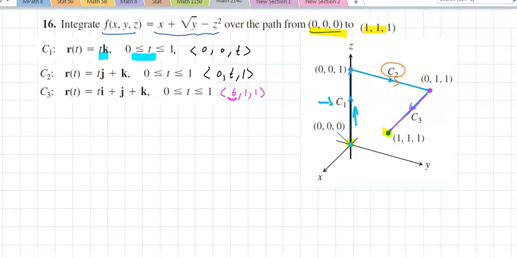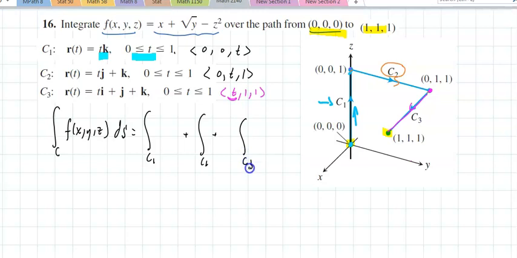So if I want to really figure out the line integral along C1, C2 and C3, that's really what this integral equals. If I look at the integral all along C of f of x, y, z ds, that's going to be the integral along C1 plus the integral along C2 plus the integral along C3. You're going to add those. So I take the integral along C1 of f of x, y, z ds. Let me color code this. Let's go with blue.